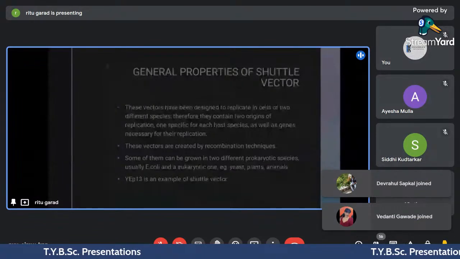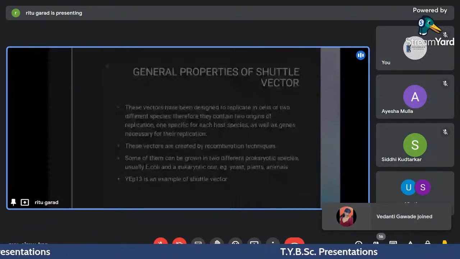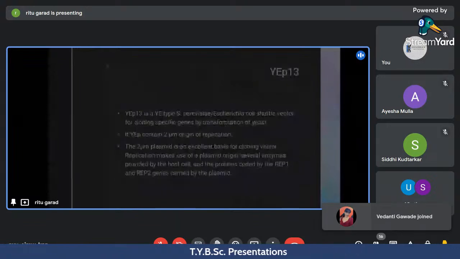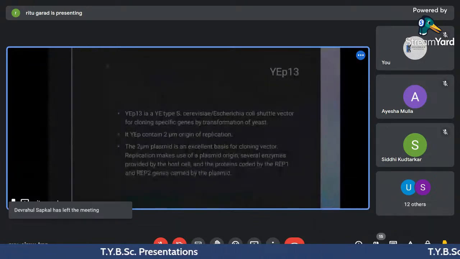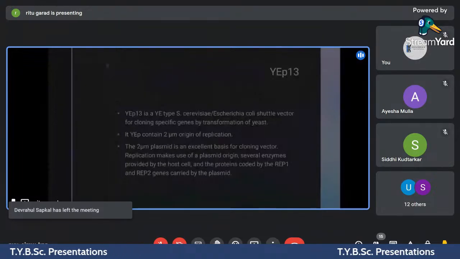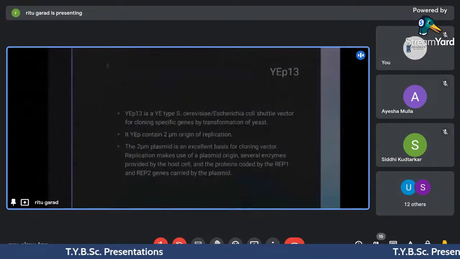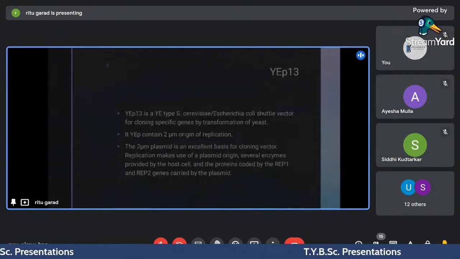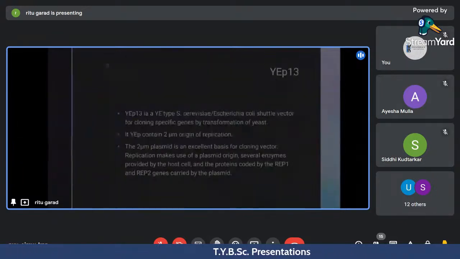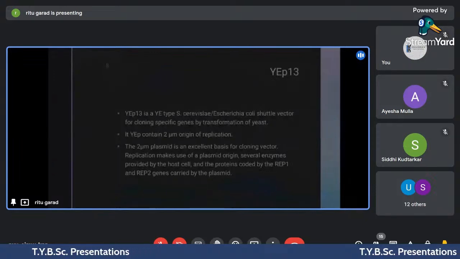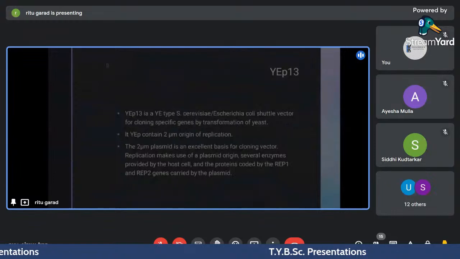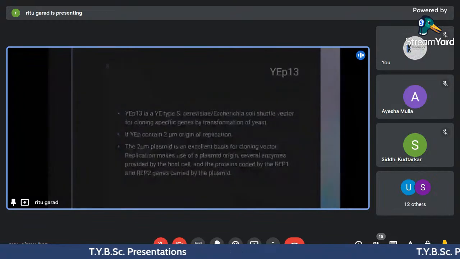YEP13 is an example of a shuttle vector. YEP13 is a YEP type Saccharomyces cerevisiae-E. coli shuttle vector for cloning specific genes by transformation of yeast. Its YEP contains 2 micrometer origin of replication. The 2 micrometer plasmid is an excellent basis for a cloning vector. Replication makes use of the plasmid origin, several enzymes provided by the host cell, and proteins encoded by REP1 and REP2 genes carried by the plasmid.